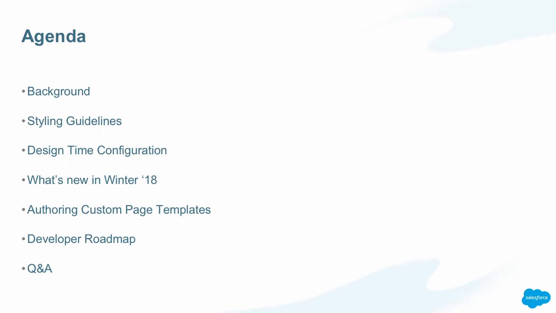So the agenda, I'm going to go into a little bit of background of why I think the session's pretty important, why I'm glad you're all here with me this morning. We'll talk a bit about styling guidelines, about design time configuration. That's configuration that occurs in the app builder. We'll talk about what's new in Winter 18. So we've got a great new feature we're going to share with you, go in a little bit in depth into. We're going to talk about authoring custom page templates, the developer roadmap, and then we'll have some time for Q&A. If we run out of time for that, we'll stick around for a few minutes.